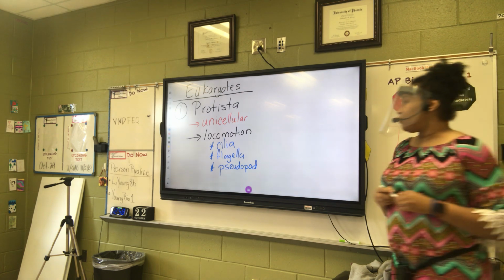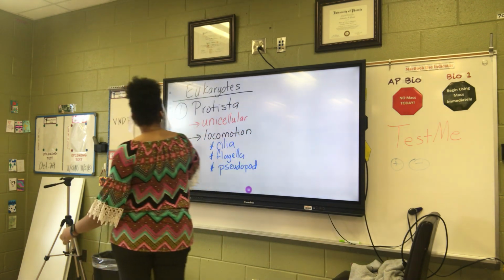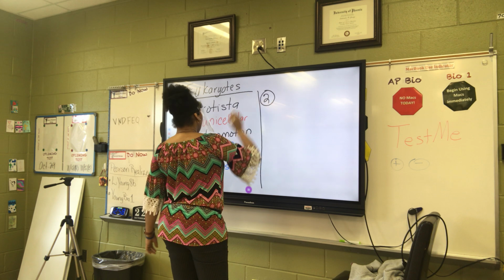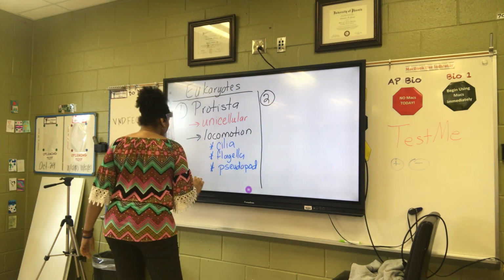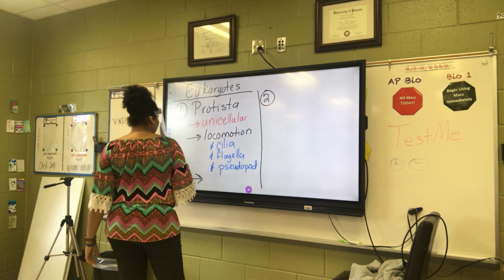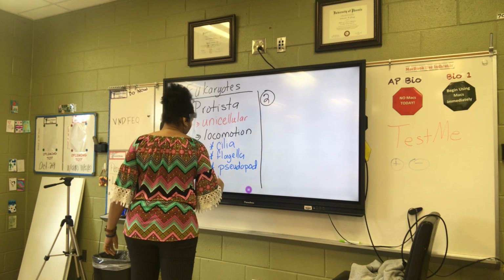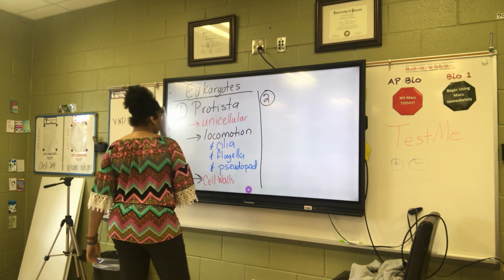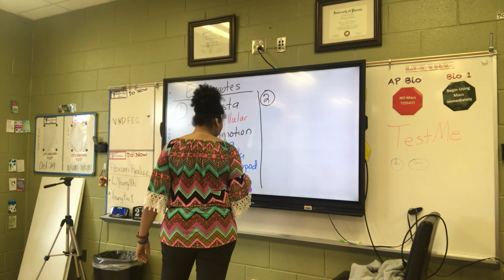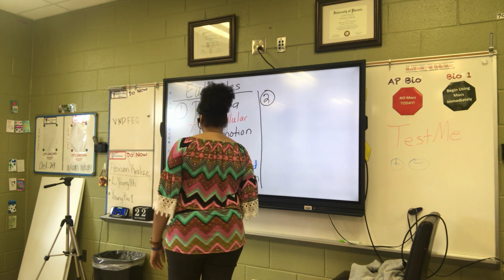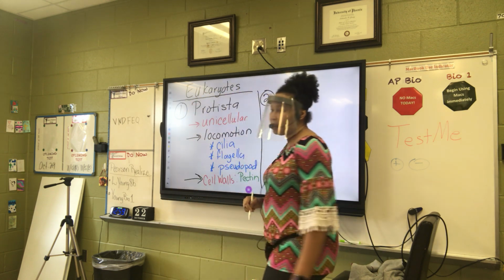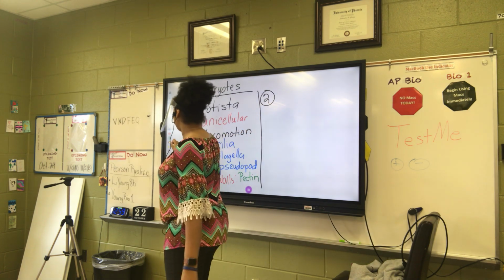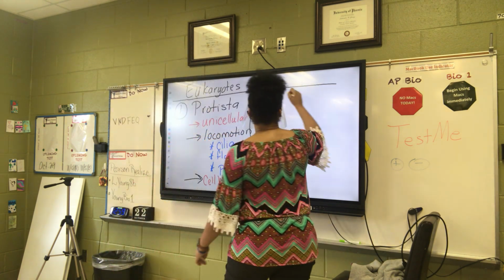Now the next kingdom is fungus or fungi. Oh, I forgot to mention this. The cell walls. You need to know what the cell walls of all these are made of, okay? If a protist has a cell wall, it's usually going to be made of something called pectin. All right, the next one is our fungi.